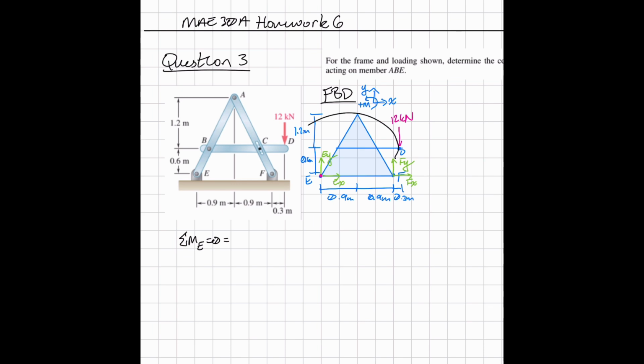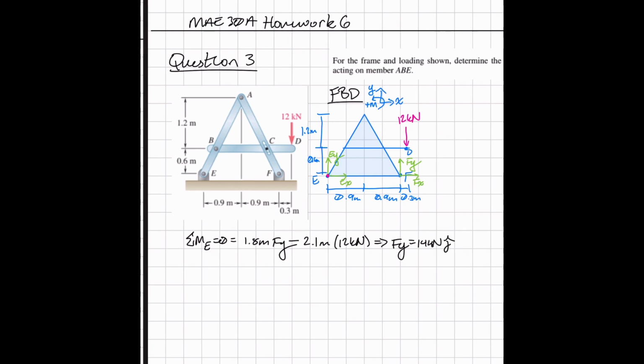So sum of moments about E equals 0, and we have a counterclockwise Fy, which is positive. So 1.8 meters, which is this distance, times Fy, minus the 2.1 meters times this 12 kilonewtons. And that gives us our Fy, which is 14 kilonewtons upwards. So that'll be in the J direction.